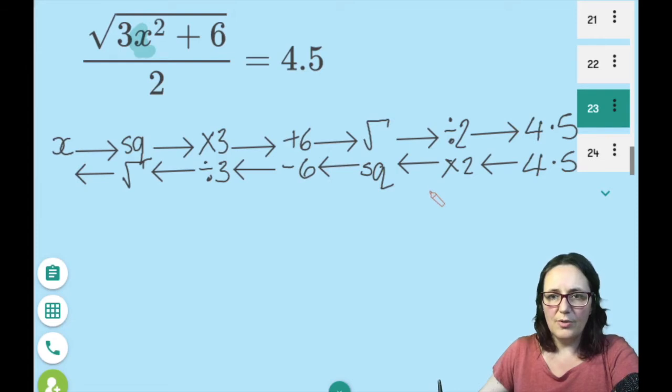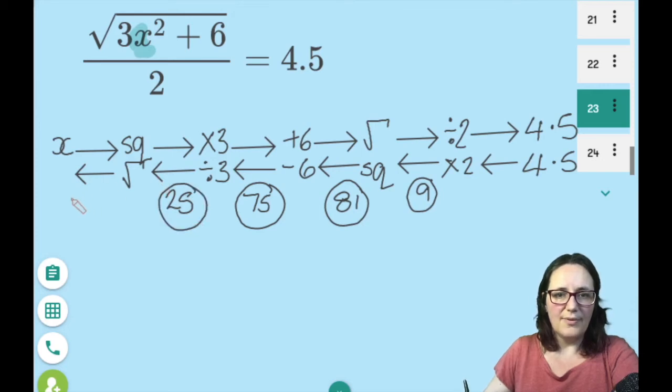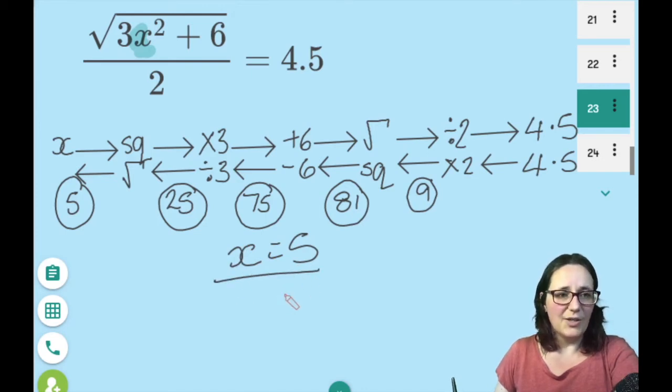4.5 times 2 will be 9. If I square that, I'll have 81. Take 6 will be 75. Divide it by 3 is 25. And the square root of 25 is 5. So X equals 5. And generally when I get to this stage with someone, whoever's been working through it with me looks quite shocked that they solved an equation that looks like the question here, and it actually felt easy.